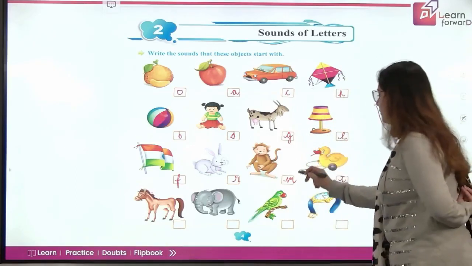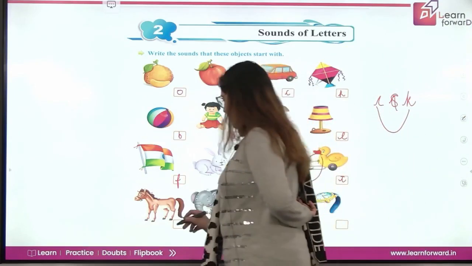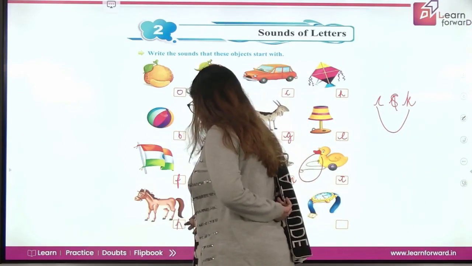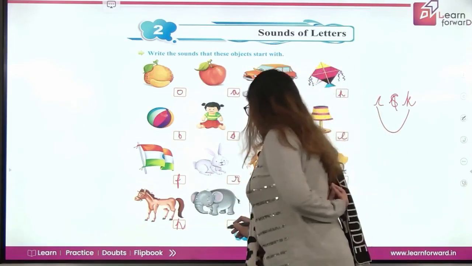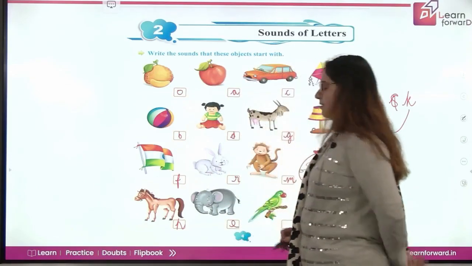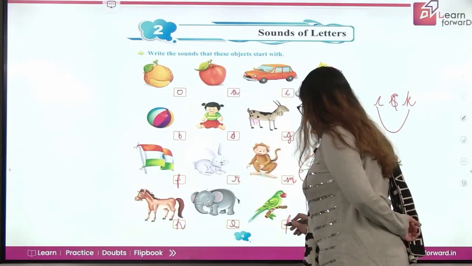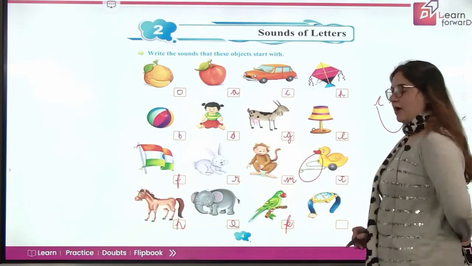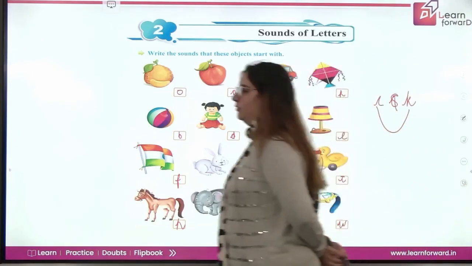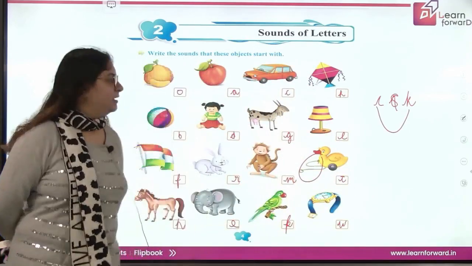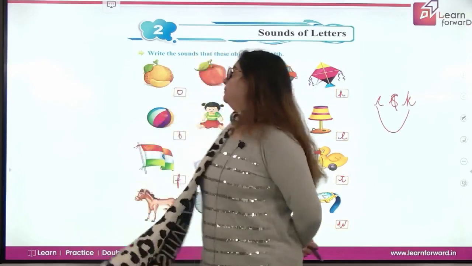Toy है ना ये देखो. This is toy. Very good. Then we have H. Horse. Very good. E. Elephant. Then we have P say parrot. P. Then we have watch. Very good. So let's repeat once again.